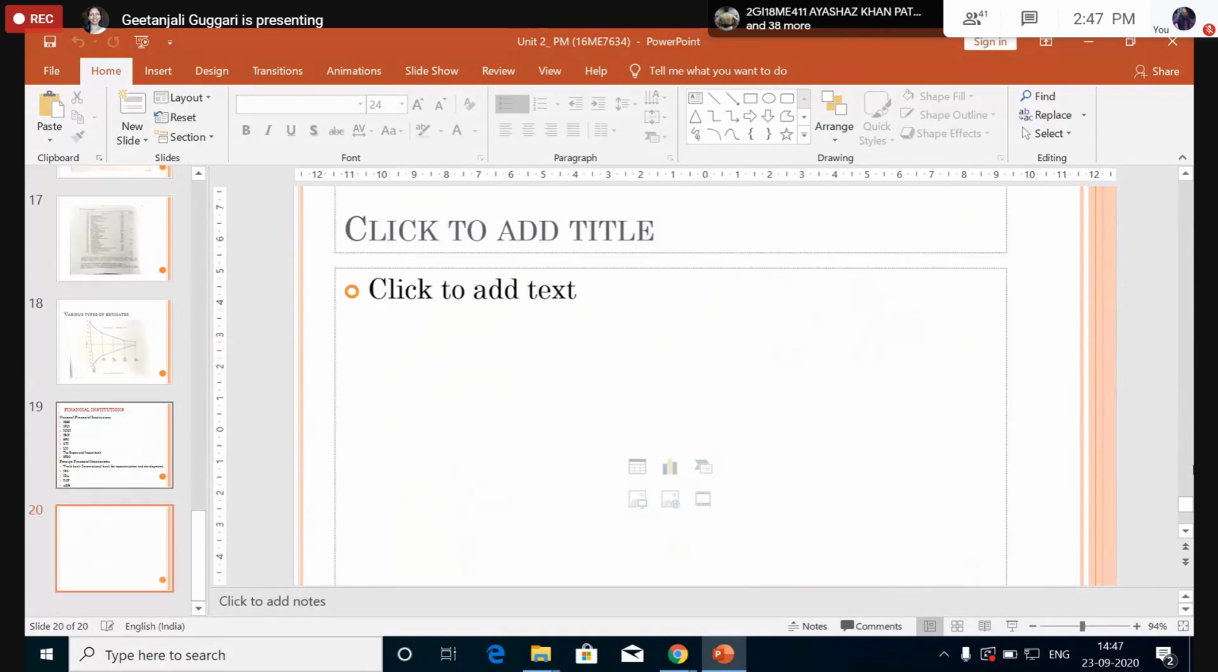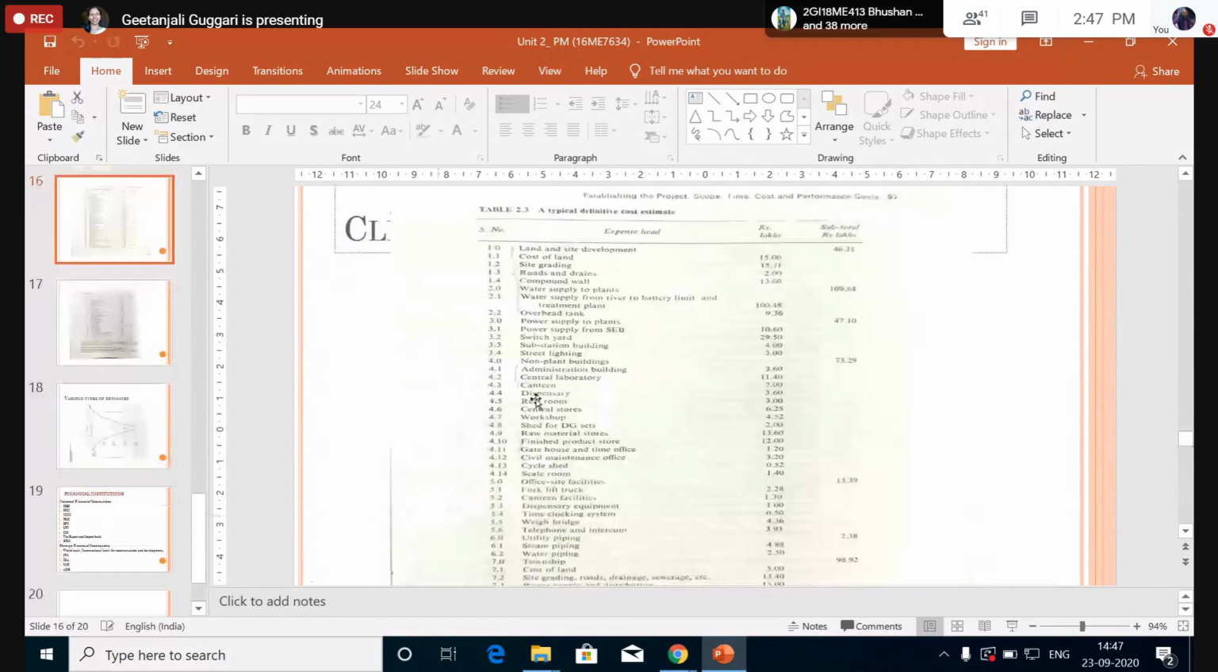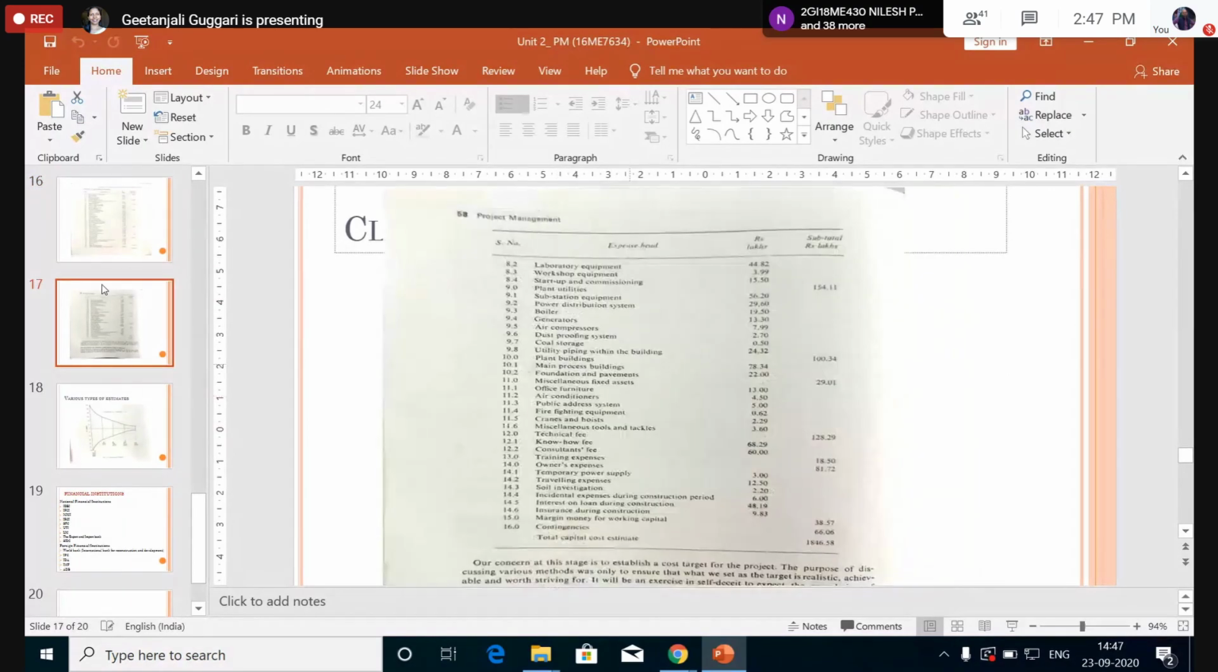This is just an example for the cost estimation. Here, in the second slide, you will be able to see the laboratory equipments, workshop equipments, startup and commissioning, plant utilities, substation equipments, power distribution equipments. The cost of all these things needs to be calculated.